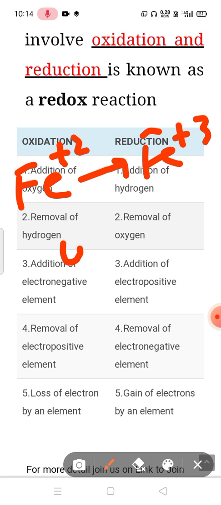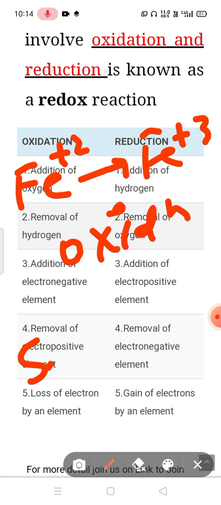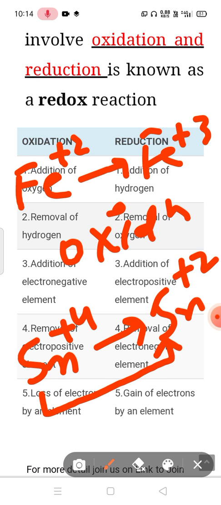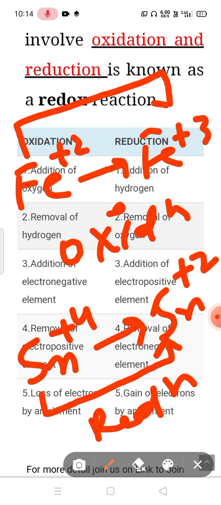There is the oxidation of Fe in this reaction, while suppose Sn+4 is going under the change of reduction with the reducing of oxidation number. Sn+4 is going to convert into Sn+2. Now in this reaction the reduction reaction takes place, while in the change of Fe+2 into Fe+3 there is an oxidation, as the oxidation number increases here.